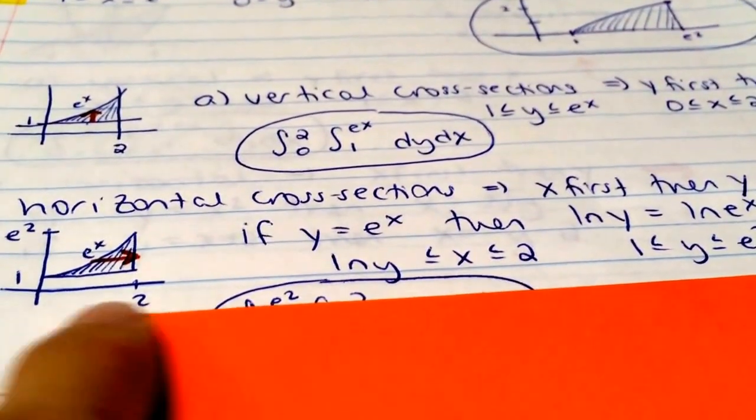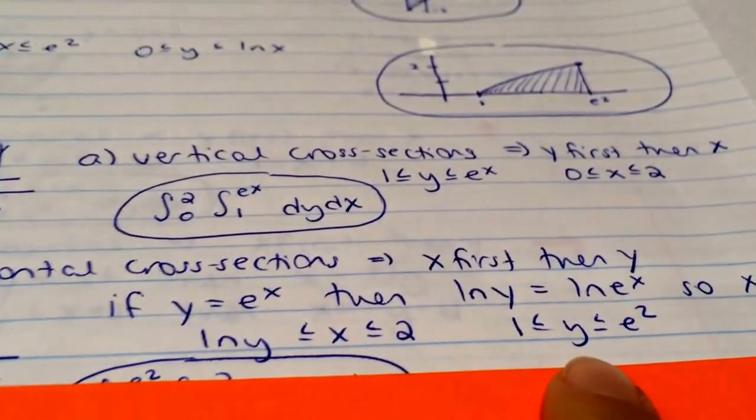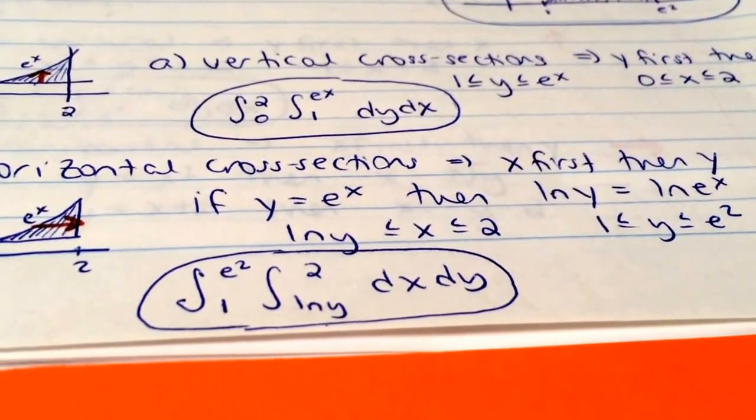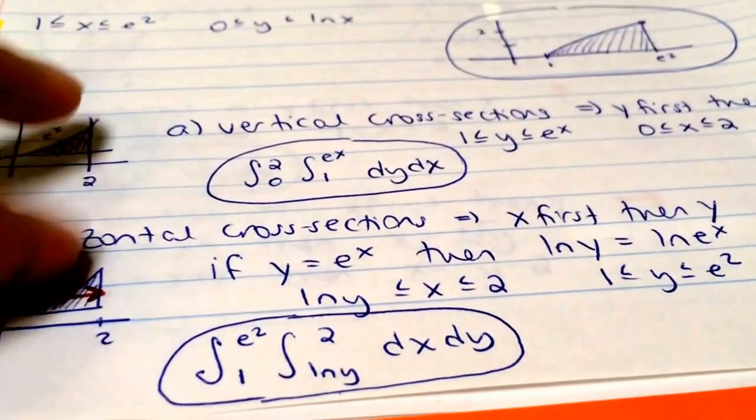And then your y is going to be between numbers. So at the bottom is 1, at the top is e squared. So y is between 1 and e squared. And then again, you're doing x first, so it goes on the inside. So these are my x's, and these are my y's. Okay, so see how those are different?